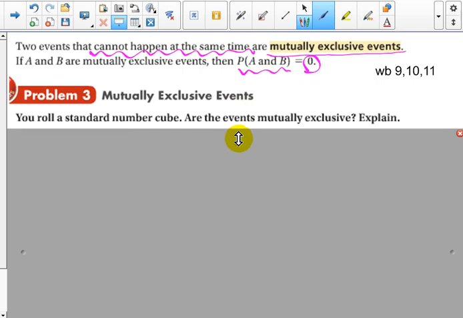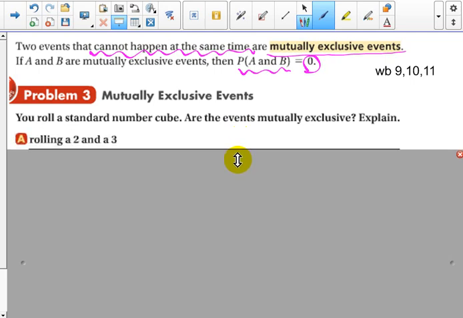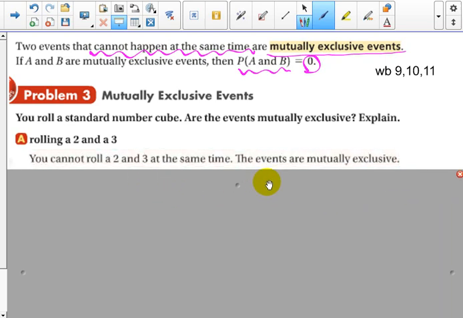You roll a standard number cube. Are the events mutually exclusive? Explain. So think about a standard number cube, it's just a die. So is it mutually exclusive? Rolling a 2 and a 3. Can you roll a 2 and a 3 at the same time on one die? Yes or no? No. So that means the events are mutually exclusive. Right? You can't do it. When you can't do this together, it's mutually exclusive.